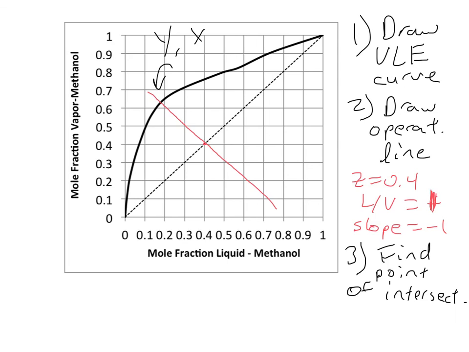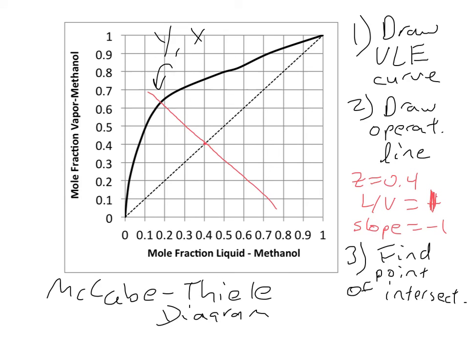So this whole setup here is known as the McCabe-Thiele diagram. And this method is simply drawing our vapor-liquid equilibrium curve, and drawing our operating line, which is just a graphical representation of our material balances. It gives us information about our feed and our ratios of liquid and vapor coming out of our flash drum. And then finally, where those two intersect, this point right there, tells us our values of y and x coming outside of our flash drum. And that's the whole procedure for the McCabe-Thiele method, or graphical method, for solving a flash drum.